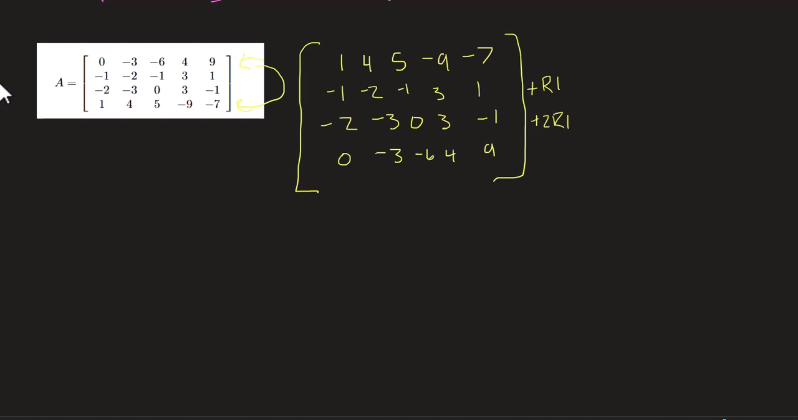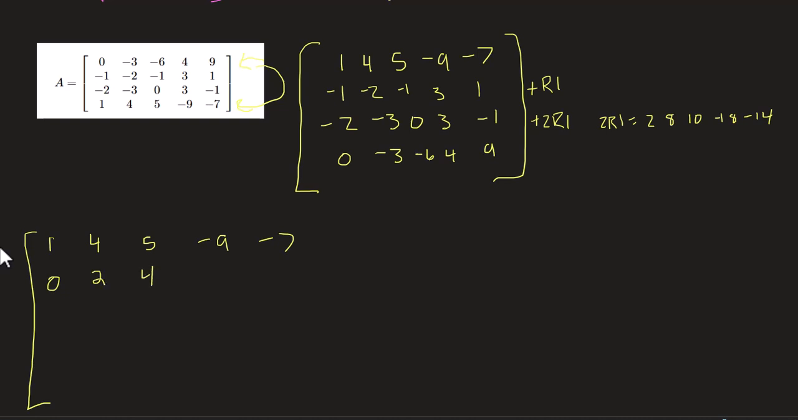Now I'm going to write that out to the side, so 2 times row 1 equals 2, 8, 10, -18, -14. Okay, so row 1 is 1, 4, 5, -9, -7. And row 2 will be 0, and I'm adding row 1 plus row 2. So I get 2, 5 plus -1 is 4, -9 plus 3 is -6, -7 plus 1 is -6.